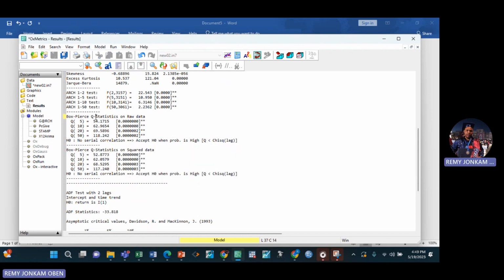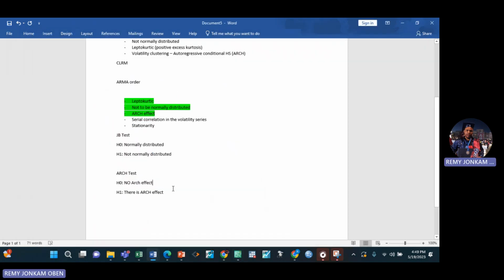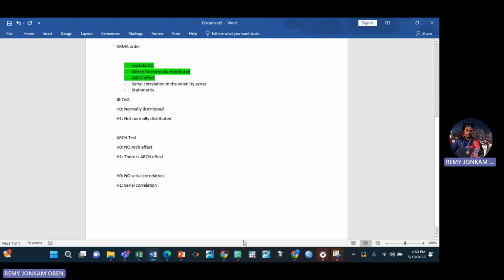So, okay, let's check this first one. By the way, you know the hypotheses for serial correlation, right? The null hypothesis is even written there. The null hypothesis is saying that there is no serial correlation, and the alternative is saying that there is serial correlation. So the null hypothesis is saying no problem, no serial correlation, and the alternative hypothesis is saying that there is a problem, there is serial correlation. Those are our hypotheses.